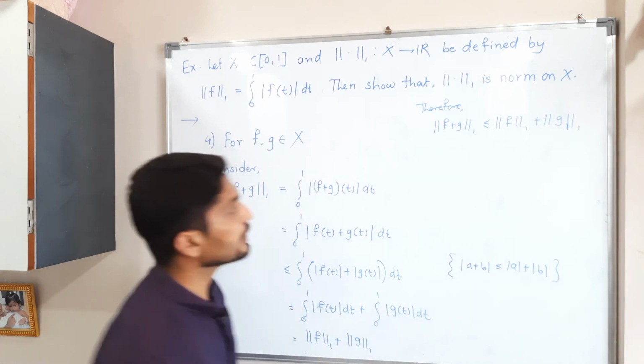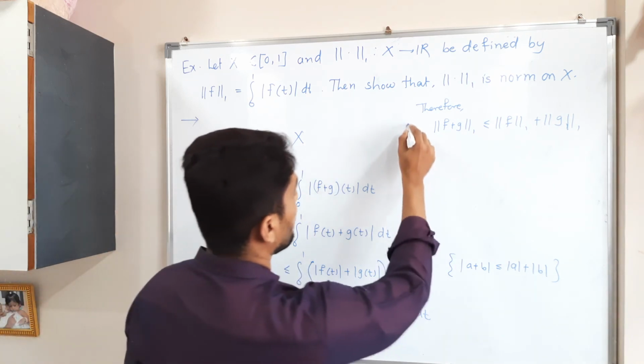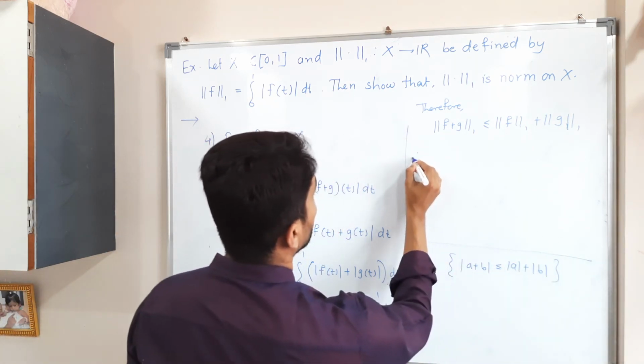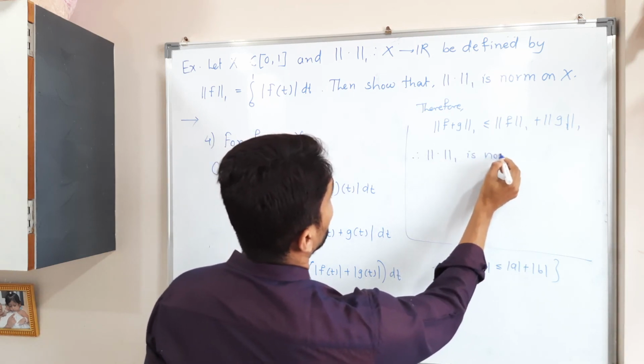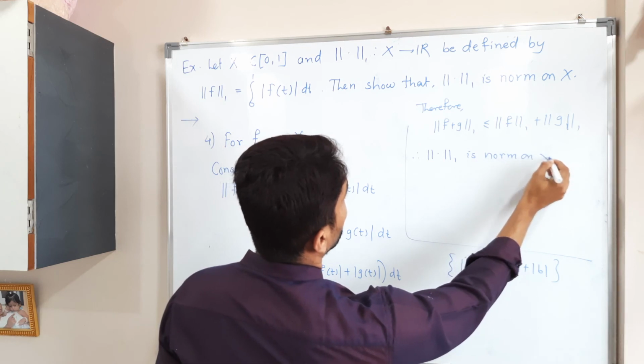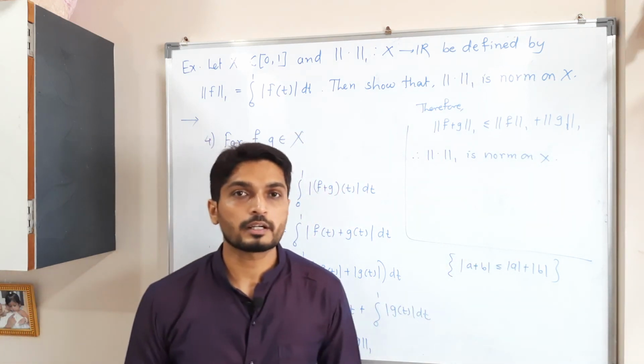So in this way all properties are satisfied. So that's why we can declare, I will write in this way, therefore norm 1 is a norm on x, since all four properties are satisfied. Make a screenshot of it and after that we will stop.